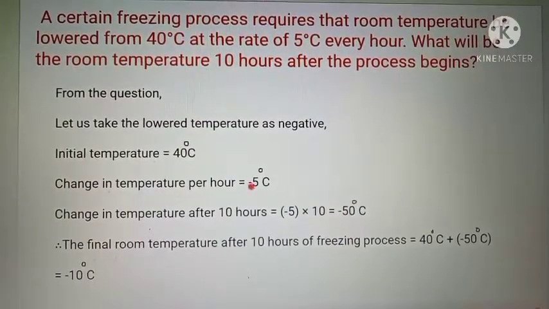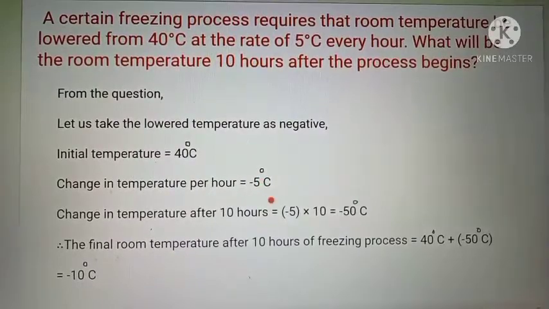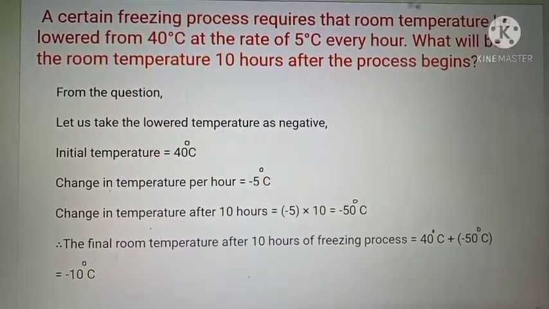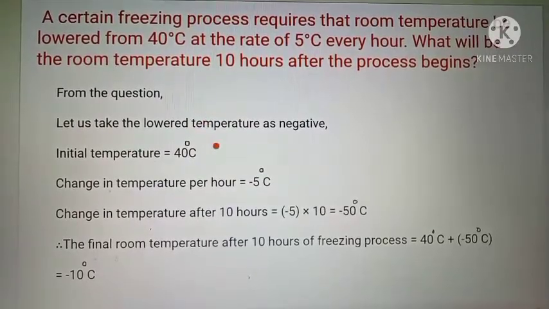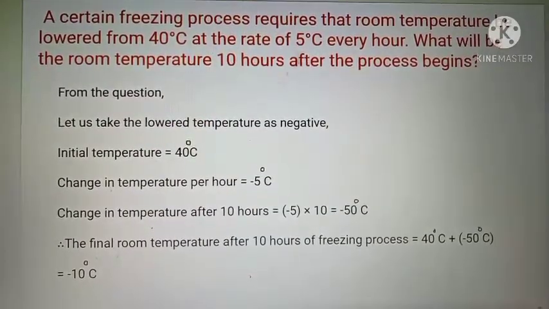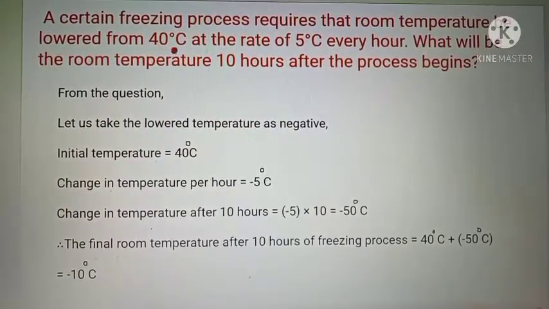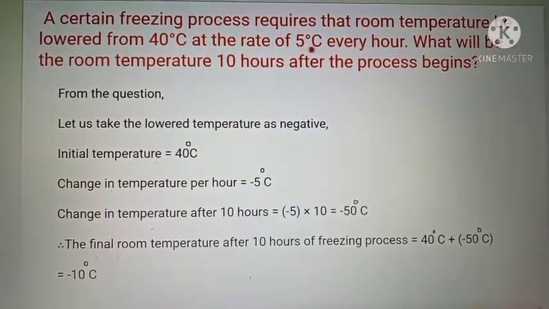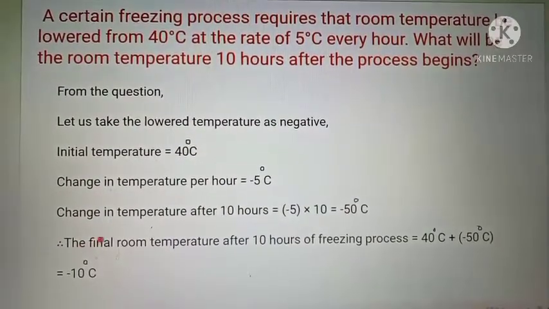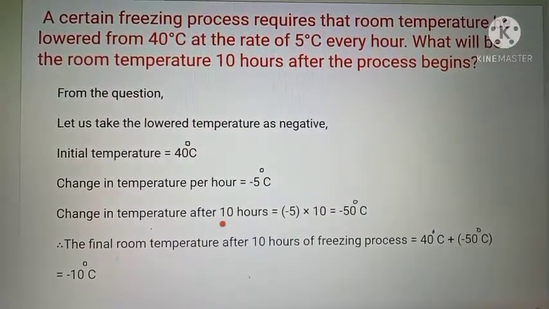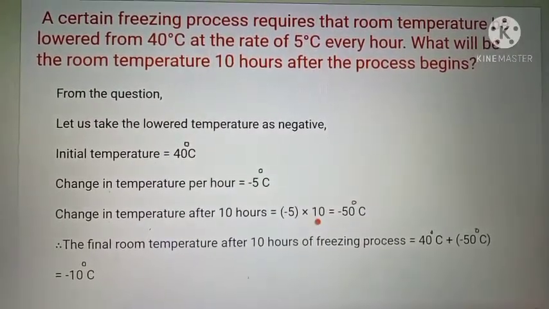Can you say why this negative comes here? Why do I write here minus 5 degrees Celsius? Because it is lower temperature. We are taking the lower temperature, it is negative. So it is given here the temperature be lowered from 40 degrees Celsius at the rate of 5 degrees Celsius every hour. So it is negative.